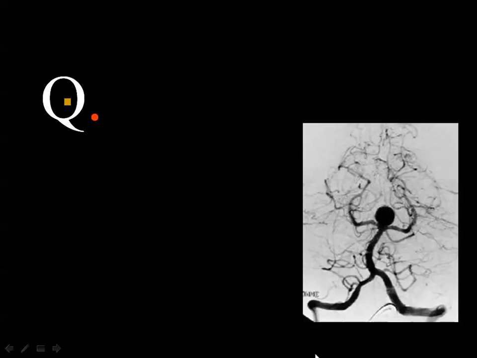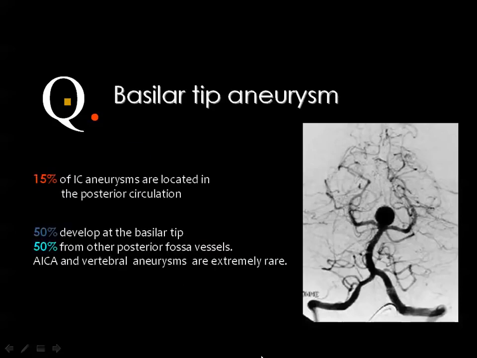DSA, selective vertebral angiography showing basilar tip aneurysm, which represents 50% of the posterior fossa aneurysms.